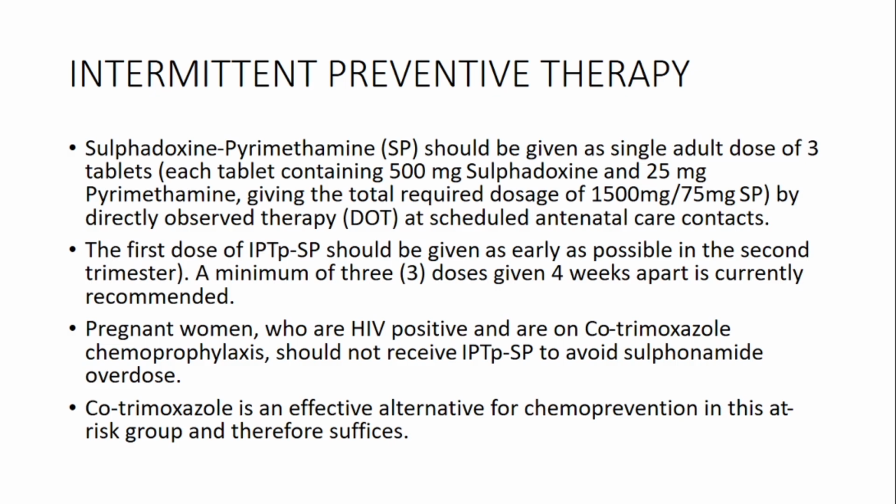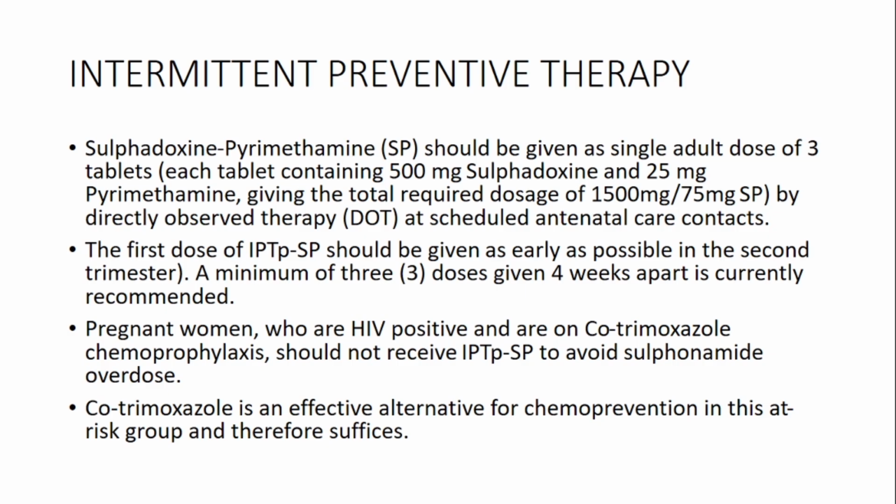And this should be administered as directly observed therapy. That means that this should be administered to pregnant women in the clinic, and they should take the medications while under observation. So the first dose should be administered as early as possible in the 2nd trimester, and a minimum of 3 doses should be given throughout pregnancy. However, each dose must be given at least 4 weeks apart.